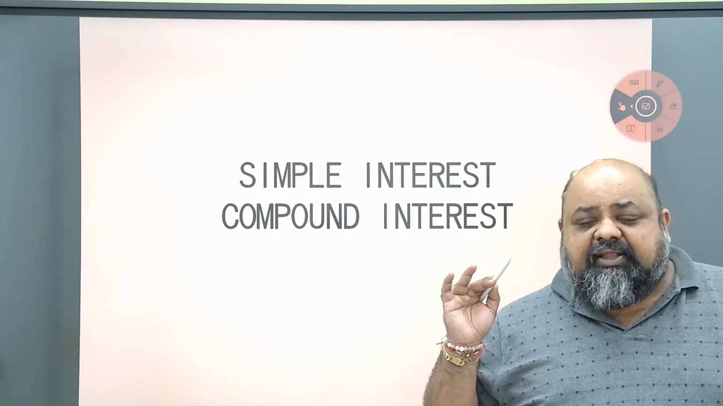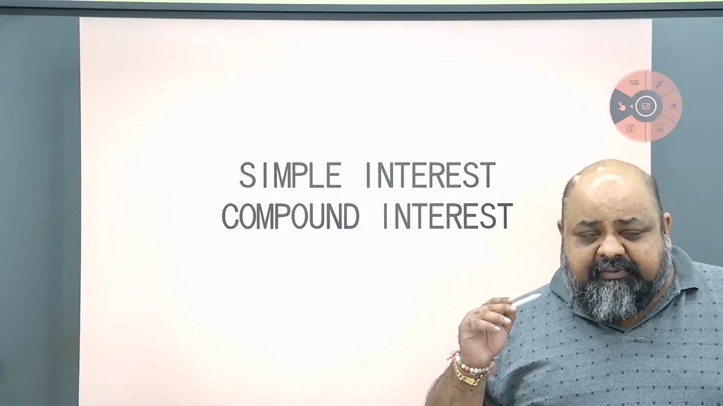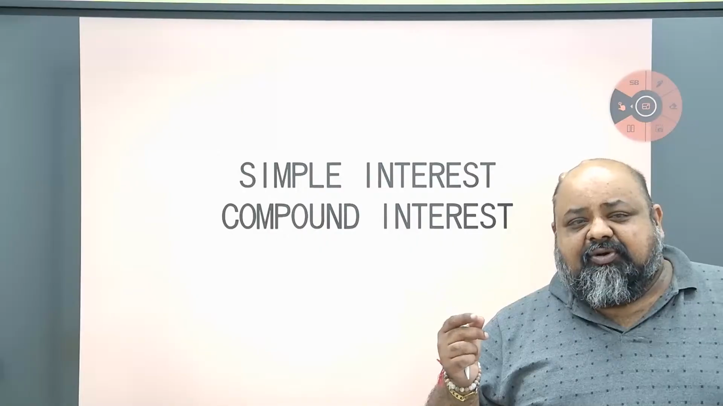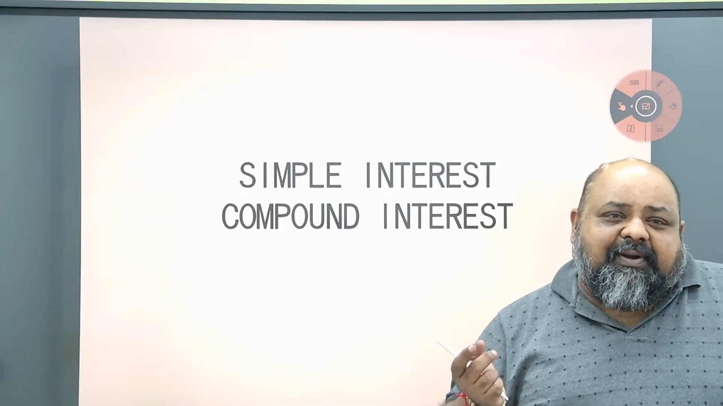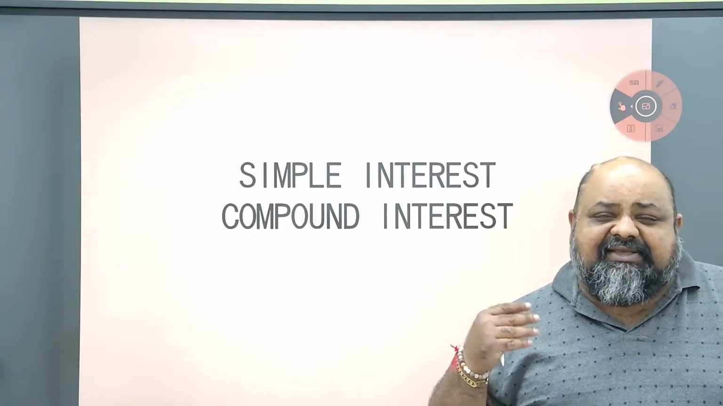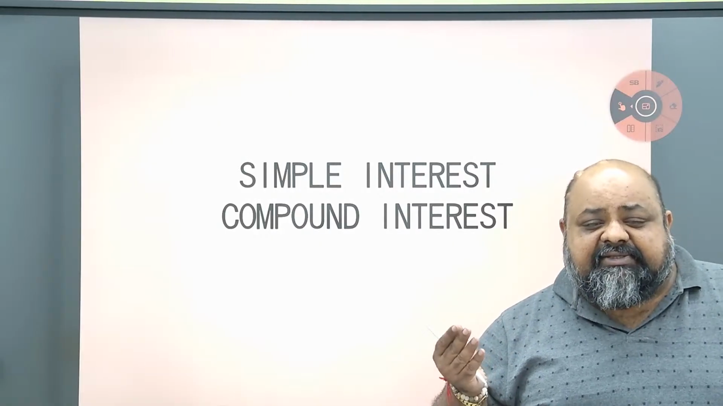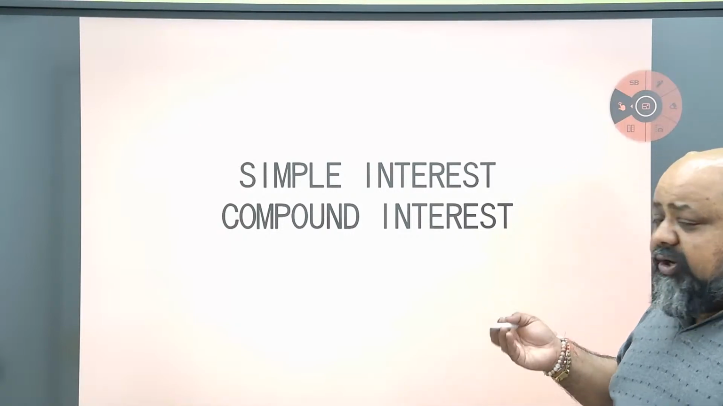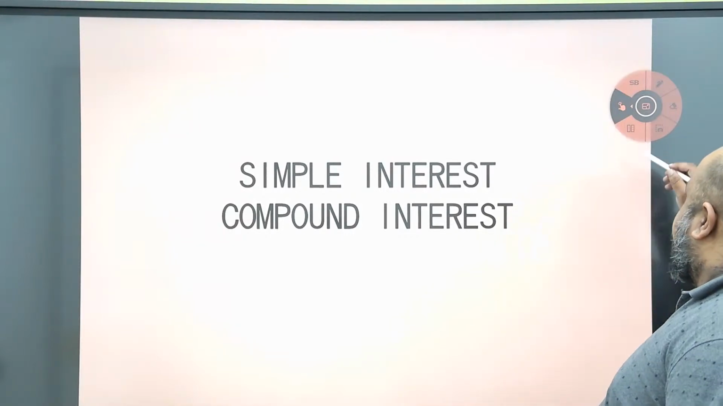Simple interest के question हो जाते हैं, compound interest में दिक्कत आती है. Primarily because two reasons. Number one, formula simple interest का बहुत simple है, compound interest का थोड़ा compound है ना. दूसरी बात, it is I think easier to understand the concept of simple interest versus the concept of compound interest. So how do these two things work?